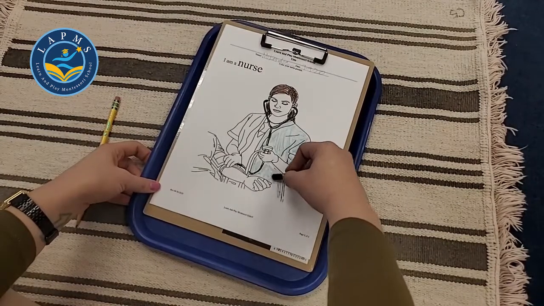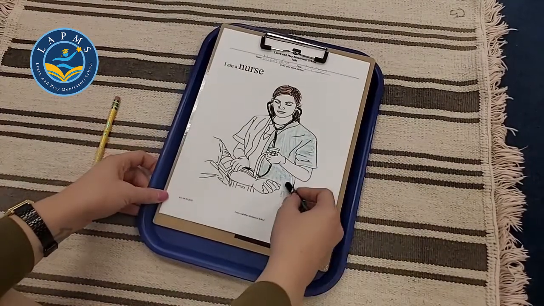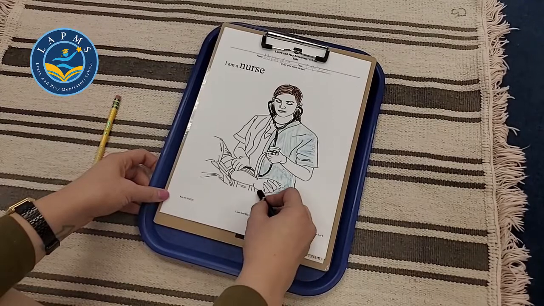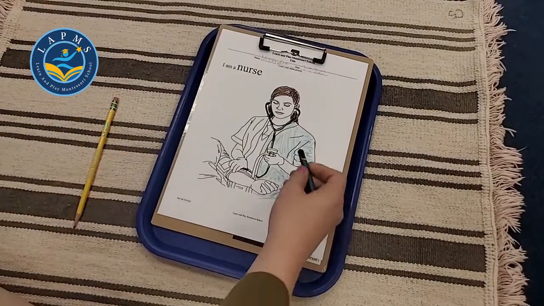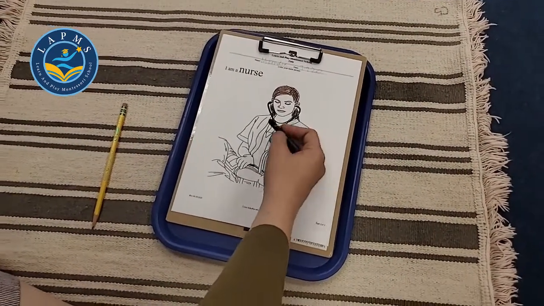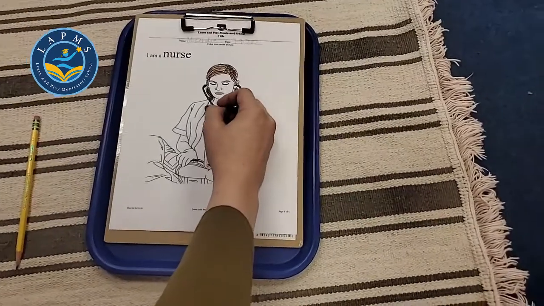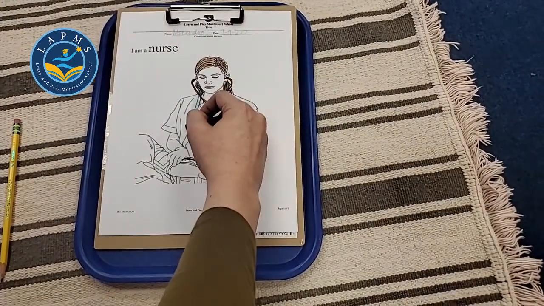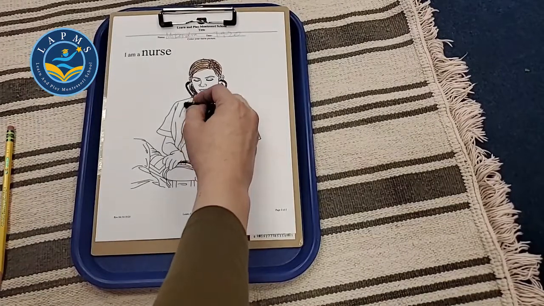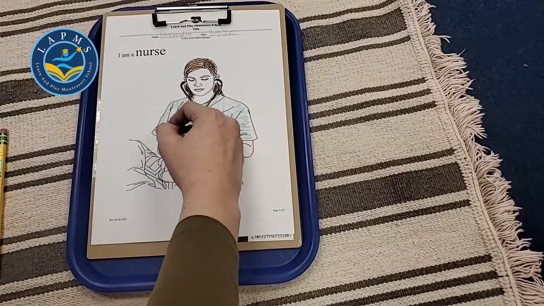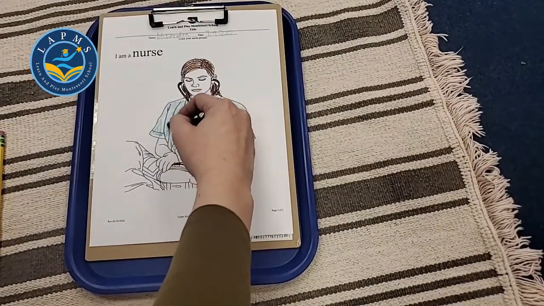What is a nurse usually wearing? Do you see your nurse? Does she wear a big fancy dress? No? Usually she wears some scrubs. Can you say scrubs? Scrubs. Scrubs are like doctor clothes, right?